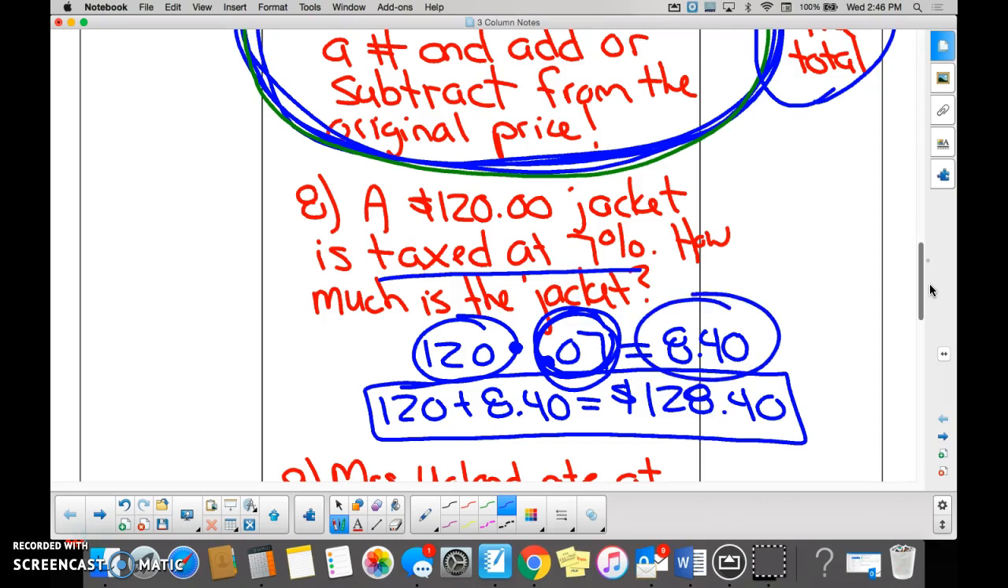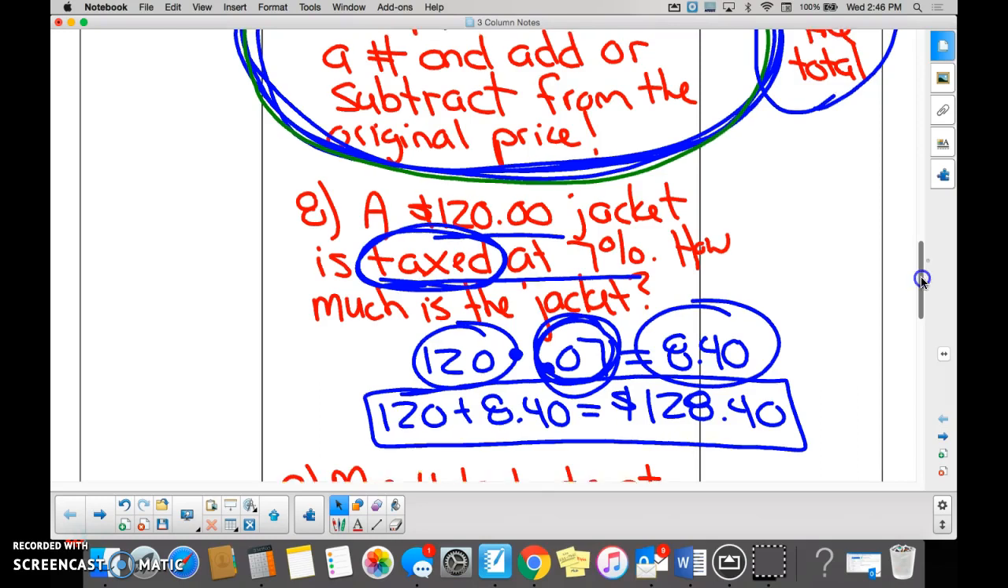The question is, do we add 8.40 or do we subtract 8.40 from 120? What do we do? Add. Why do we add? Because it's tax. So what is 120 plus 8.40? $128 and 40 cents. We should be able to read that.